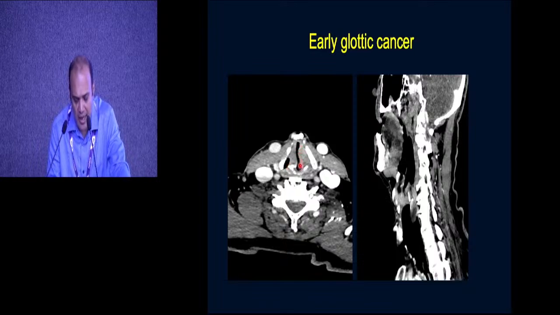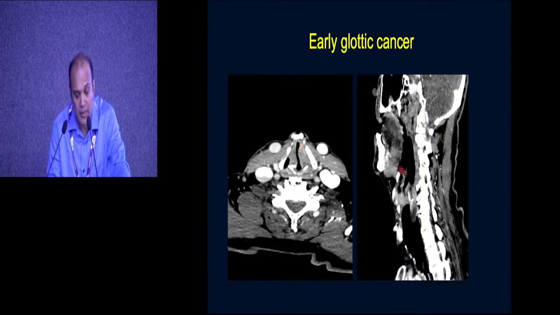You can see an enhancing lesion in the left vocal cord extending from the anterior commissure to posterior commissure. You can see a posterior commissure is also involved. Entire left vocal cord is involved by the tumor. And if the mobility is normal, no subglottic or supraglottic extension, then it becomes a T1 disease.